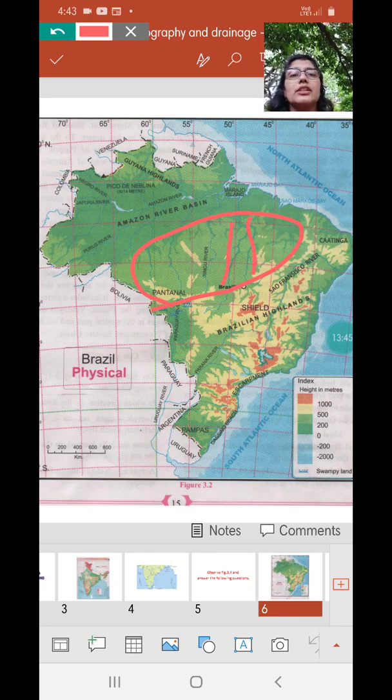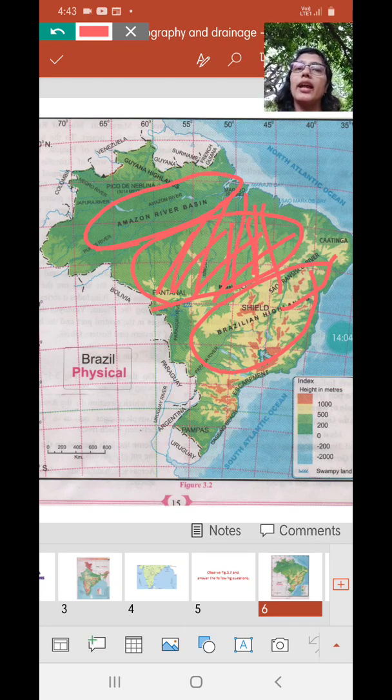So this region is shown in light green. This region lies between the Amazon river in the north and the Brazilian Highland in the south. The height ranges from 200 to 500 meters. Most of the rivers that originate in the Brazilian Highlands flow northward on this plateau, indicating that the slope of this plateau region is northward.